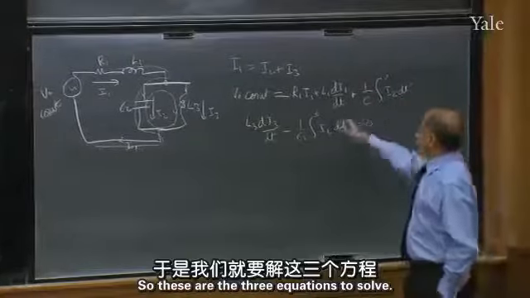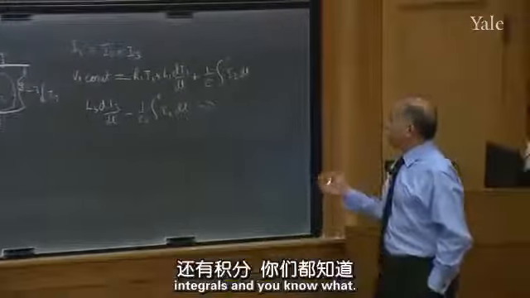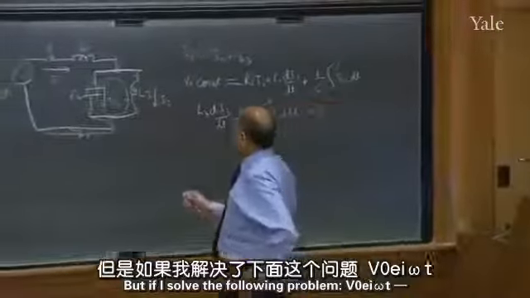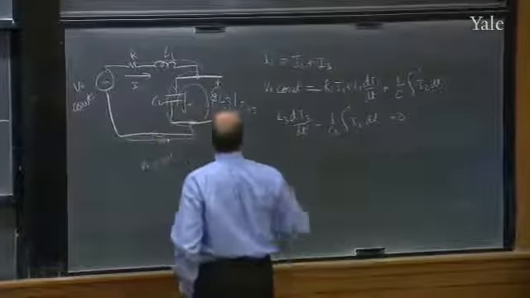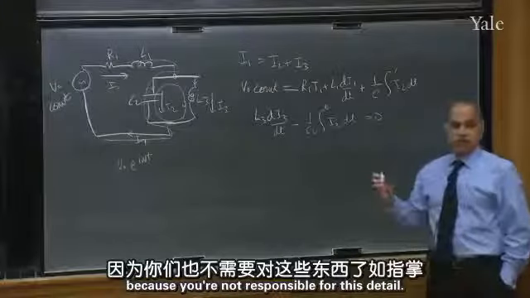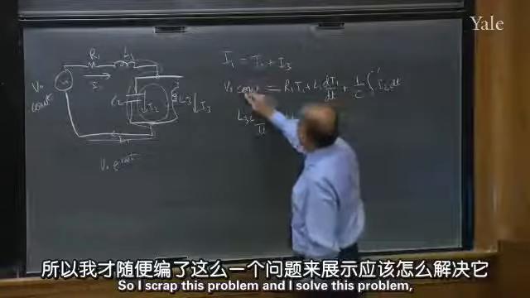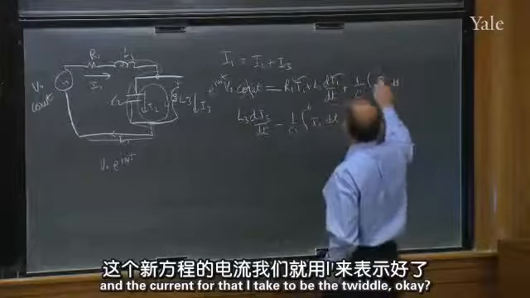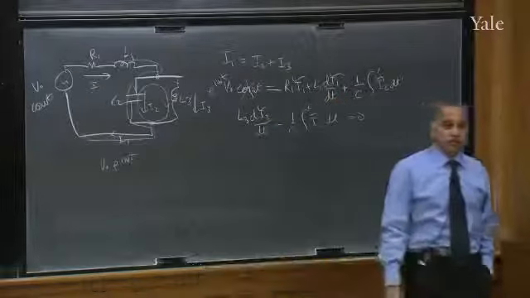So these are the three equations to solve. They're complicated because there are differentials, there are integrals, and so on. But if I solve the following problem, V0 e^(i omega t), so don't bother to write all of this because you're not responsible for this detail. I just want you to know what's going on. So I scrap this problem, and I solve this problem. And the current for that I take to be the twiddle. Let the I twiddles be the answer to this problem with e^(i omega t).